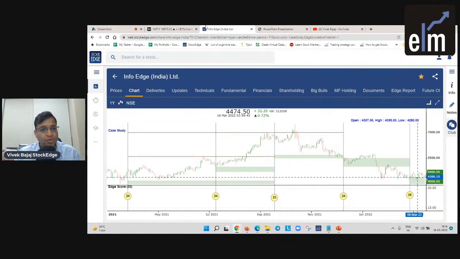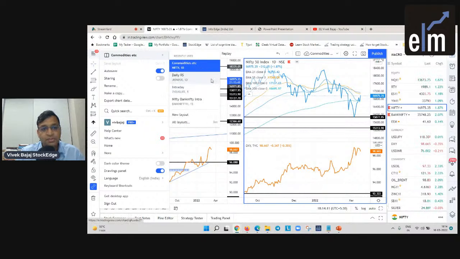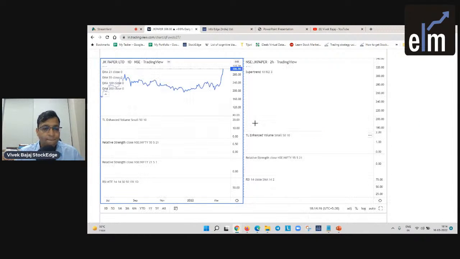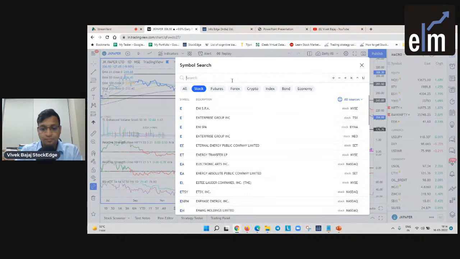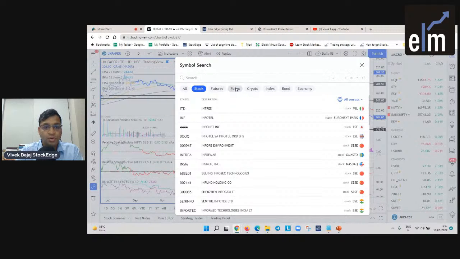I'll give you an example in Info Edge through a chart. So let's see a chart based on my template. So let me see daily RS and Info Edge. Sorry, Naukri.